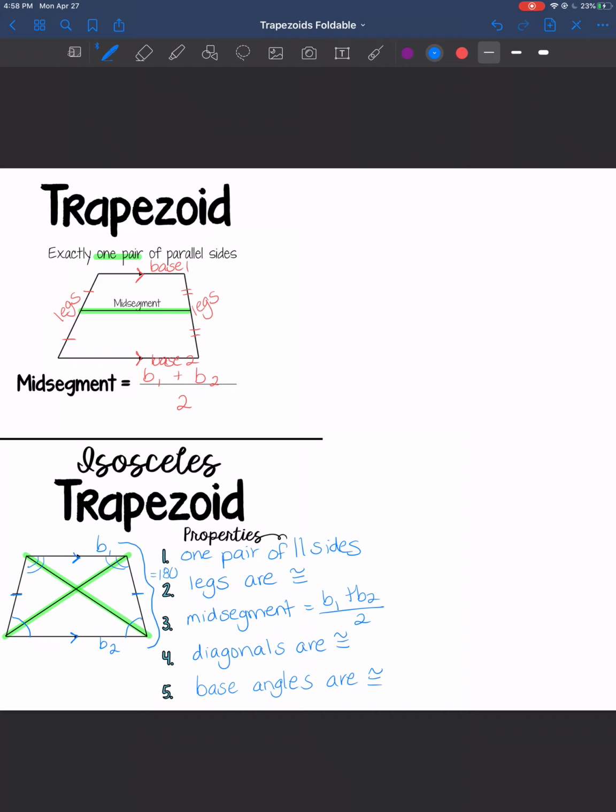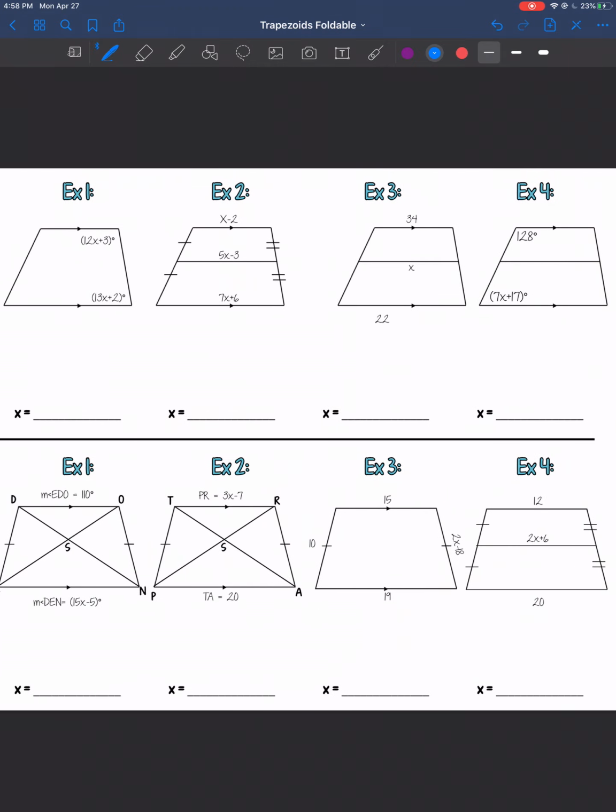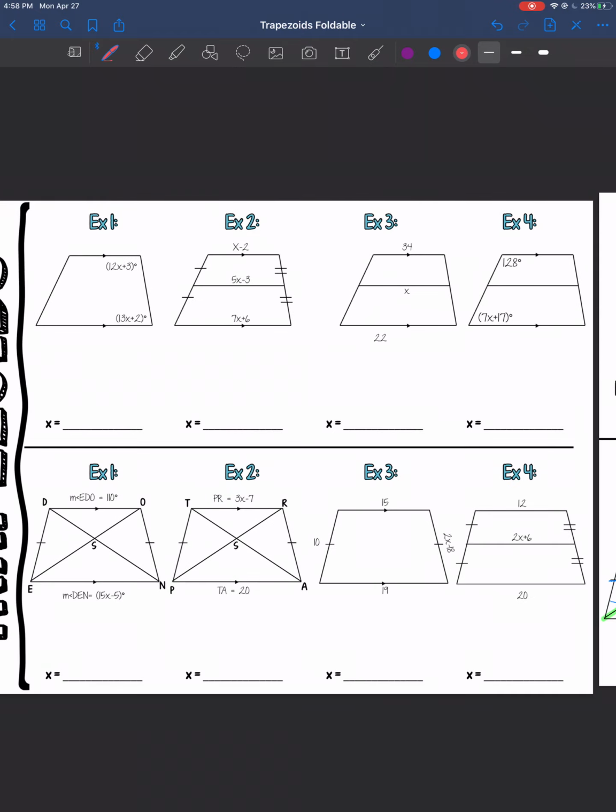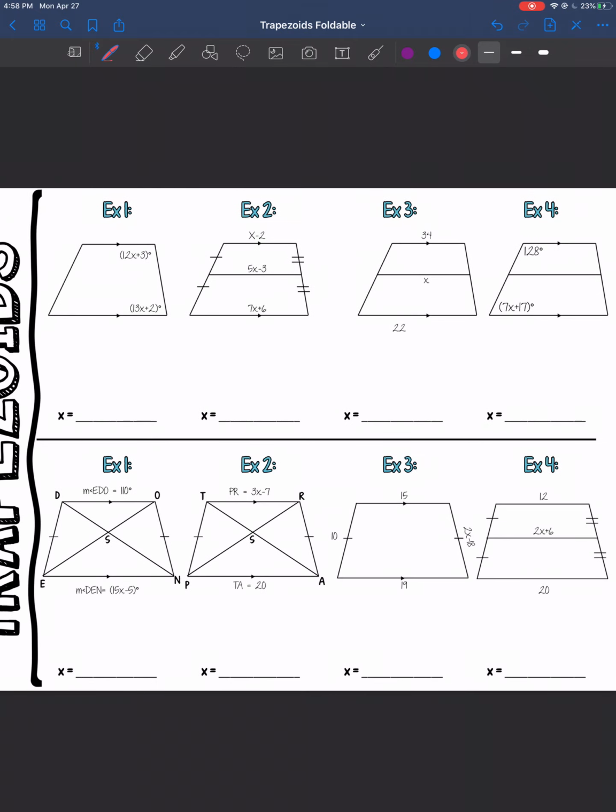So let's look at some examples. In the top row, you have regular trapezoids, and we will use the fact that the consecutive angles are supplementary in the first one. So I'm going to add these two together and set them equal to 180. So that gives me 25x plus 3 and 2 is 5 equals 180. I'm going to subtract 5, that gives me 175, divide by 25, and that gives me x equals 7.